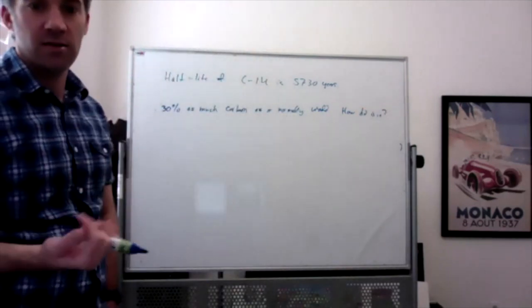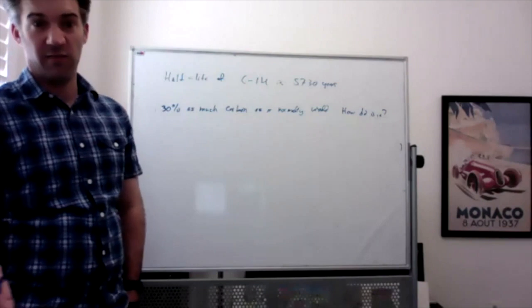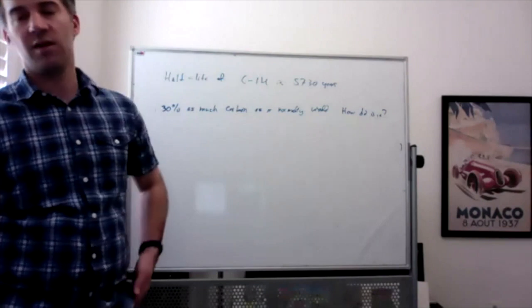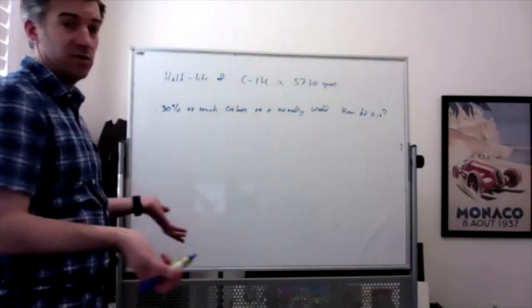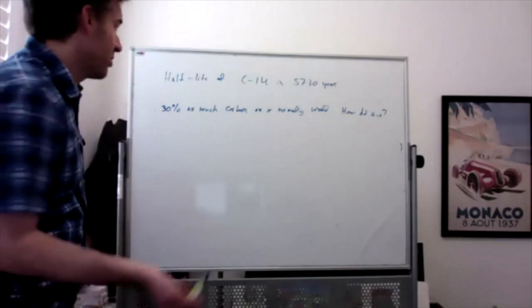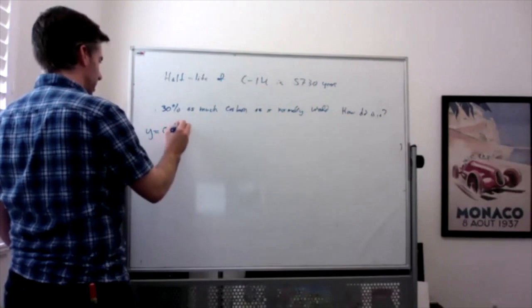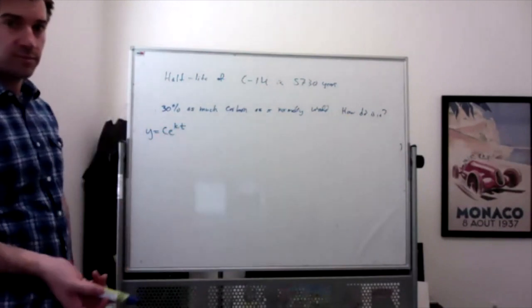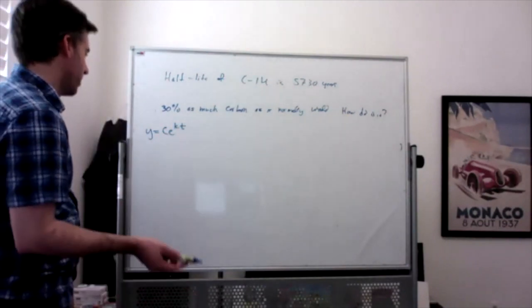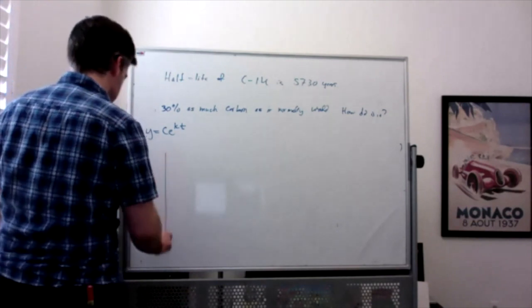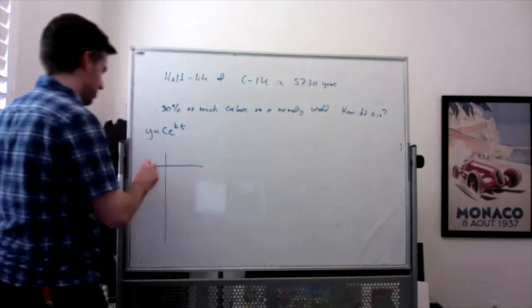And I will admit, solving these problems for me is always a bit of a challenge, because there's kind of 2 different ways you can do this. Here's where we're going to start then, right? We're going to start with y equals C e to the k t, and make my little table.